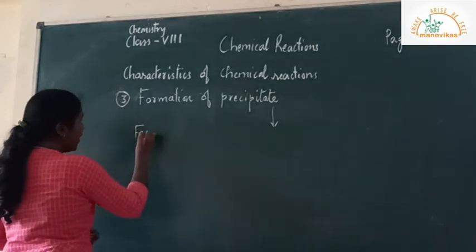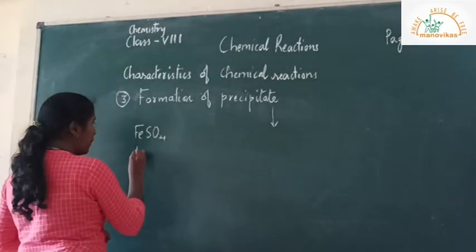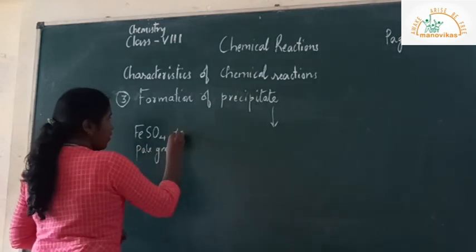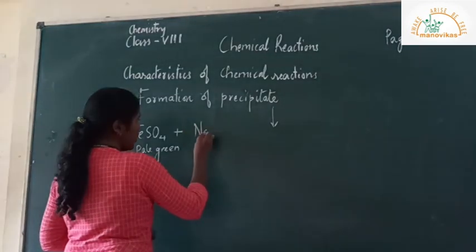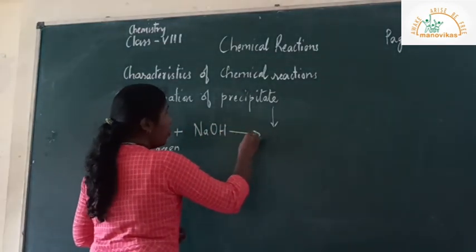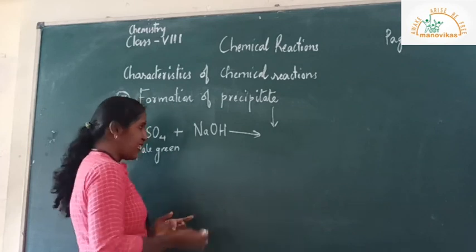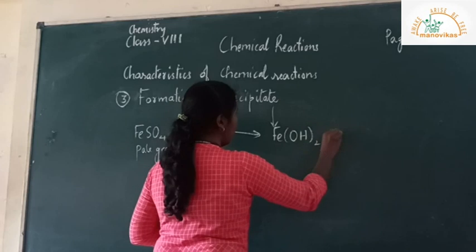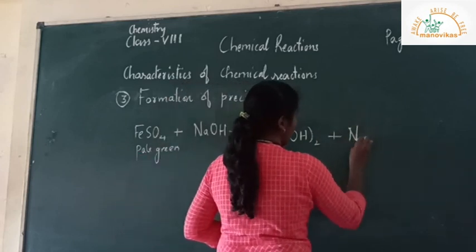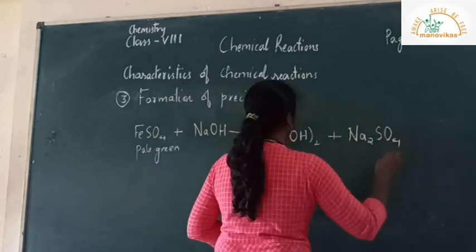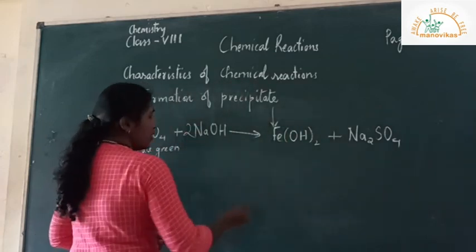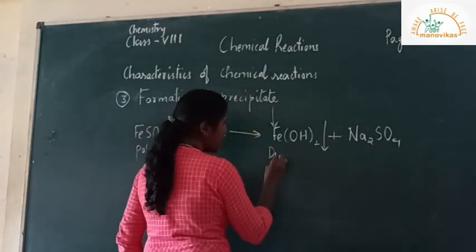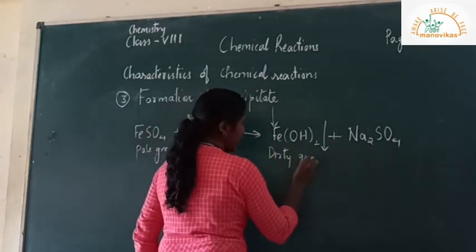We have ferrous sulfate, which is pale green in color. When it is treated with sodium hydroxide, what are we going to get? Yes, we will obtain ferrous hydroxide plus sodium sulfate. Now this ferrous hydroxide is a precipitate and the color of this precipitate is dirty green.